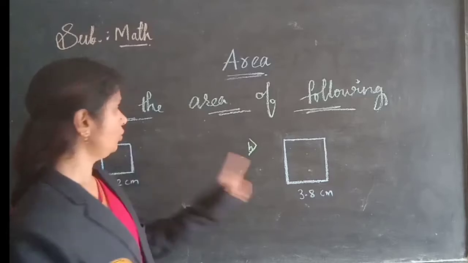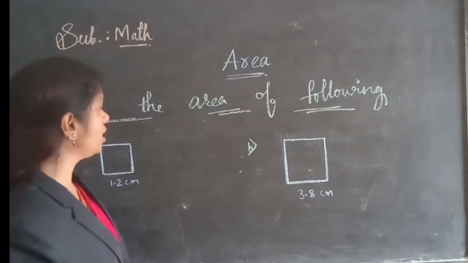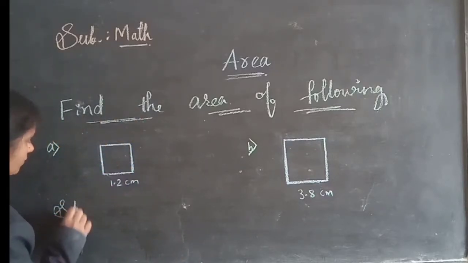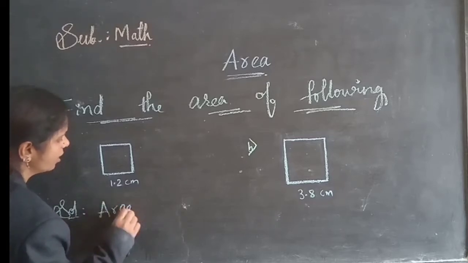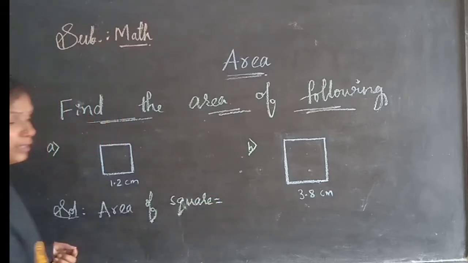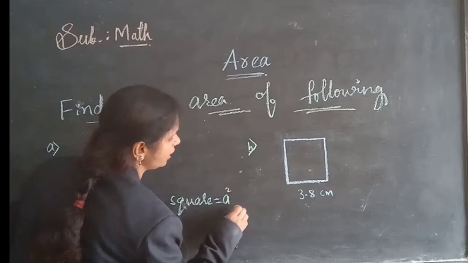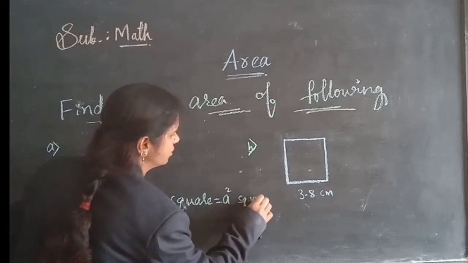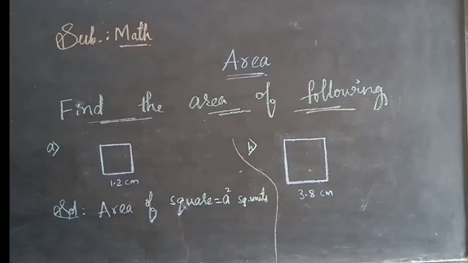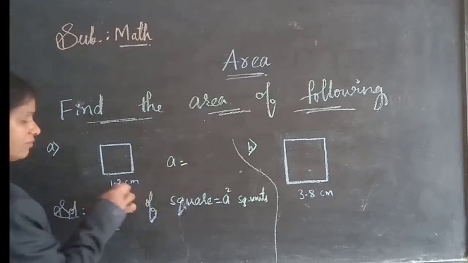Yes, children. Now the given shapes are square shapes, children. Come on, let's find the area of the given squares here. So here solution, and before only I told you area of square. What is the formula for area of square here? A square, or you can take A into A. So A square, square units. A is nothing but, children, the given side length.